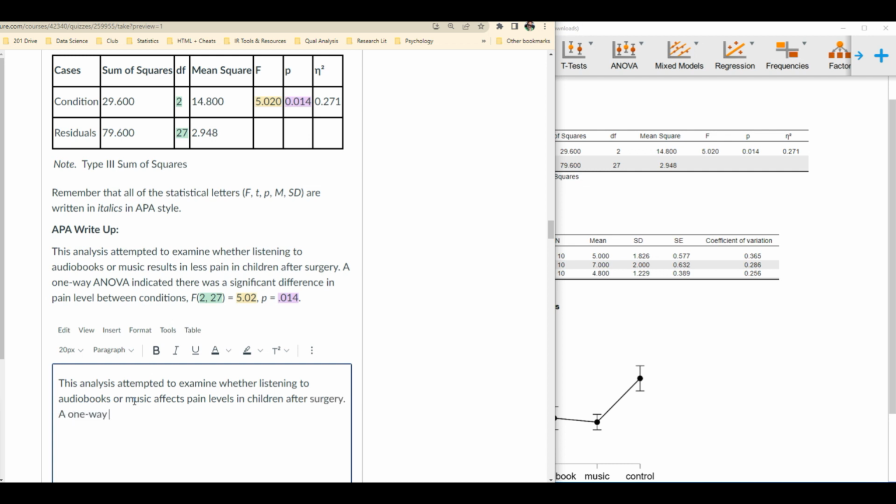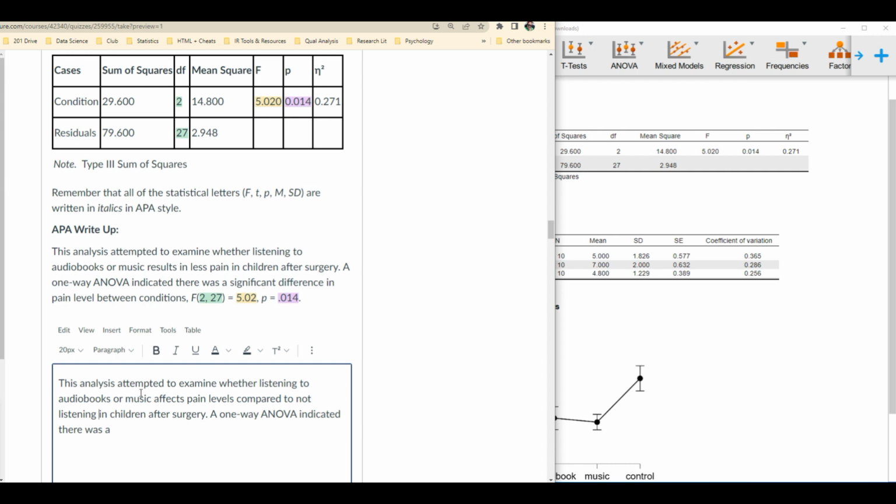A one-way ANOVA, so you know what I used to look at my data, indicated there was... Maybe here it would be good to list that third group, right? Whether listening to audiobooks or music affects pain levels compared to nothing, right? Compared to listening to nothing, compared to not listening.